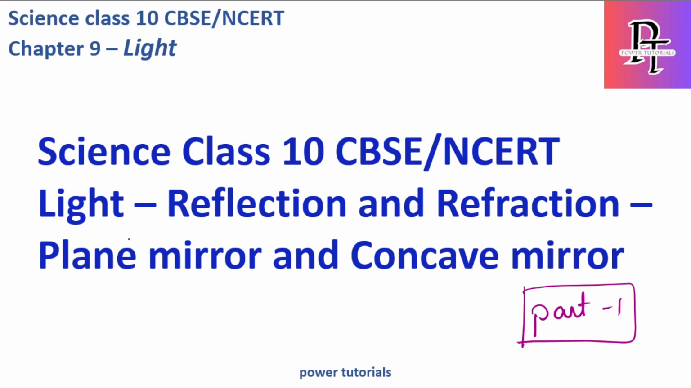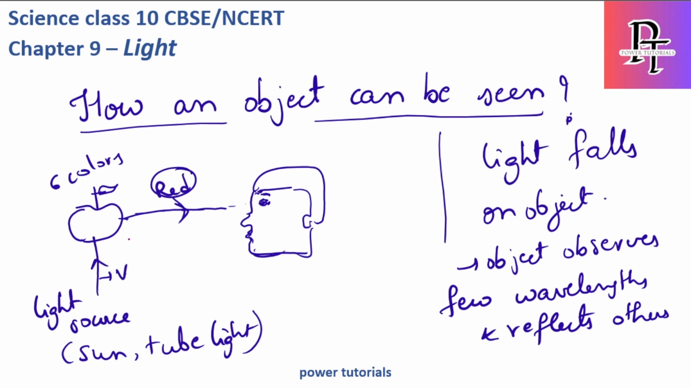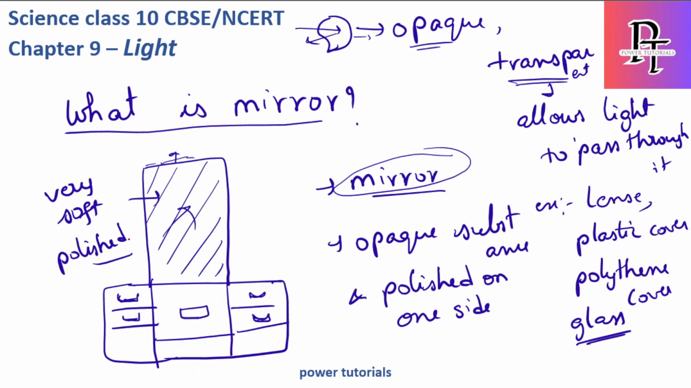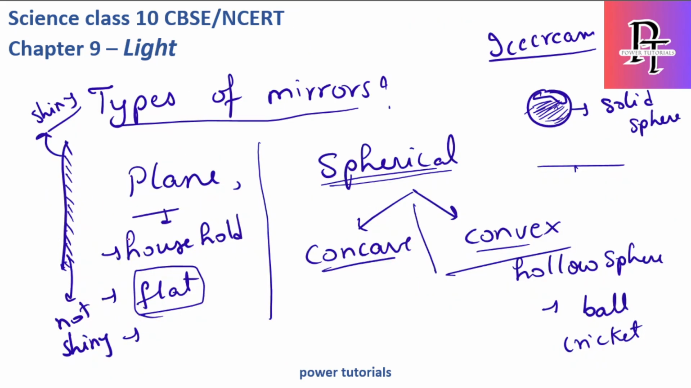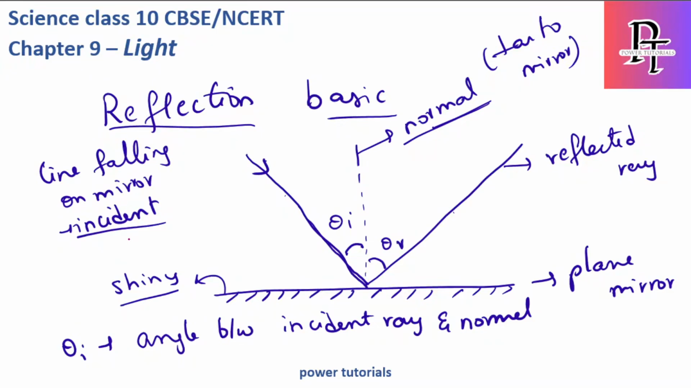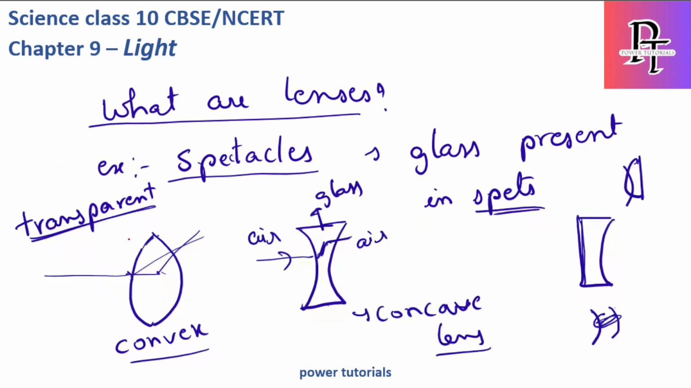In the previous video I covered part 0, and I explained it as a live session. There I explained how an object can be seen and why we cannot see objects in a cave, what a basic mirror is, and the types of mirrors. We covered plane mirrors and spherical mirrors, and I also explained in depth how a hollow sphere can be cut to form a concave or convex mirror. Then we covered the basics of reflection, which we'll anyway cover in detail in this chapter. We also covered the topic of lenses.